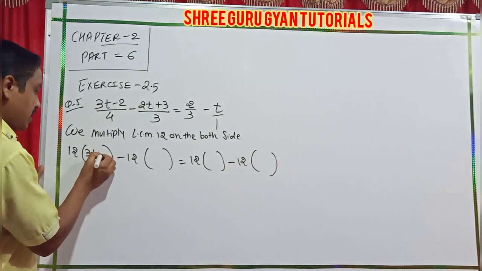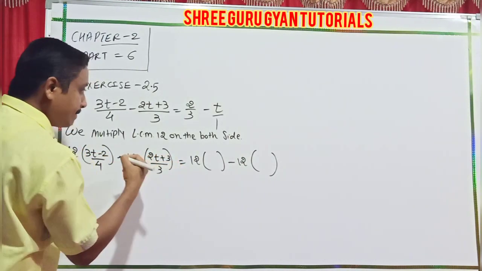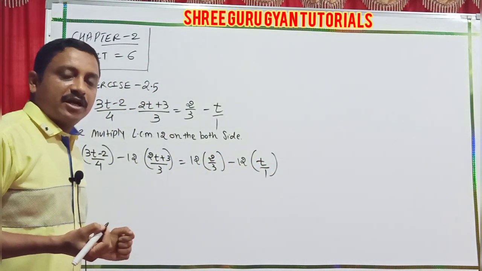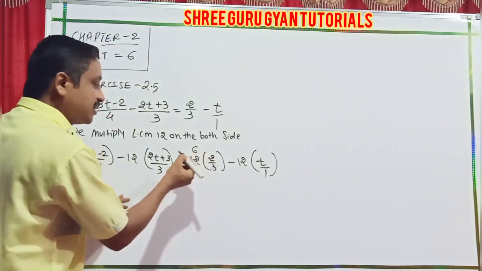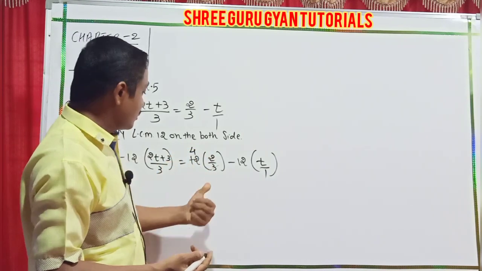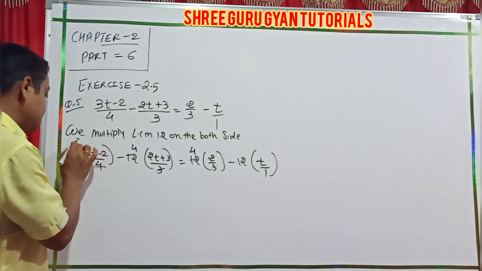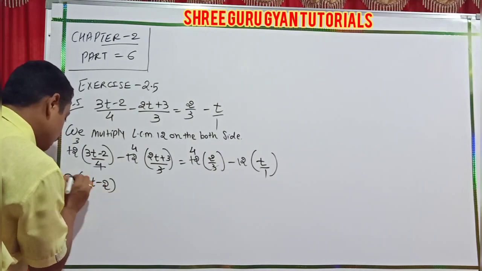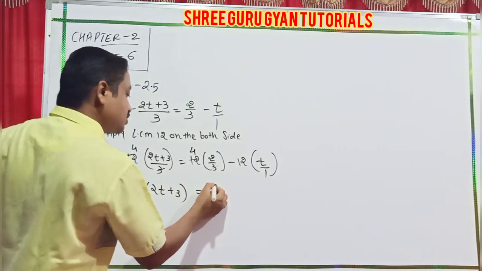So (3t minus 2) by 4, (2t plus 3) by 3, here 2 by 3, and here t by 1 is as it is. It's a very easy process. Now 3 4s are 12, 3 4s are 12, my mistake, students. Here again 3 4s are 12, and here 4 3s are 12, so you are getting only 3(3t minus 2), 4(2t plus 3), and here 4 2s are 8.